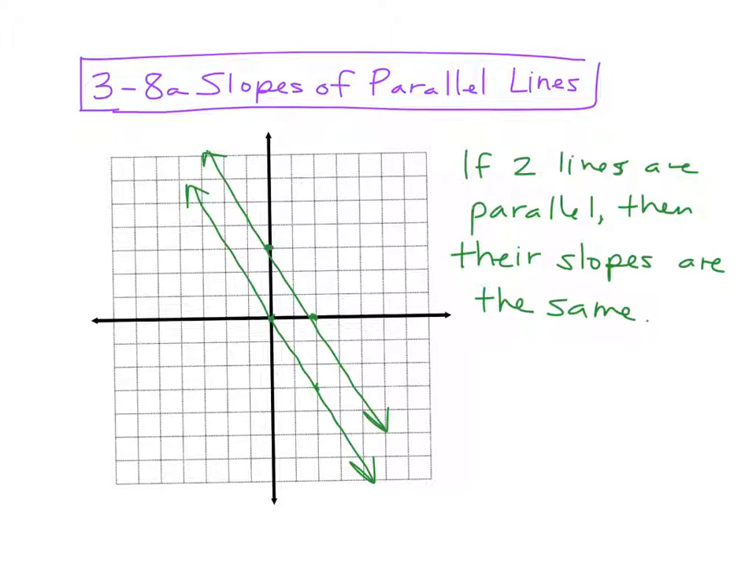You can also say the converse of that. If the slopes of two lines are the same, then the lines are parallel. Both are true. Okay. The only lines that this doesn't work for is vertical lines, because vertical lines don't have a slope. Their slope is undefined, right? But vertical lines are always parallel too. So you can say all vertical lines are parallel, and if their slopes are the same, they are parallel.